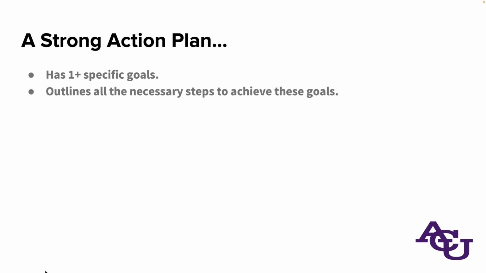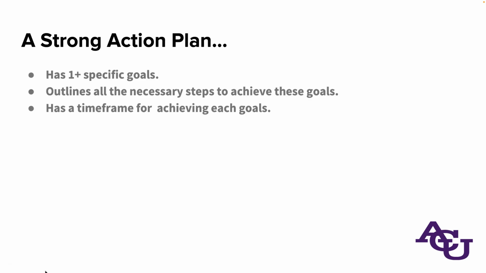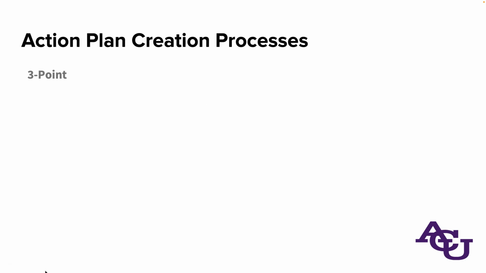A strong action plan should also outline all the steps needed to achieve your goals, however many you're setting for this particular plan. You should have a time frame for achieving them. So a way of seeing, are we on track? Are we making progress? Or do we need to recalibrate or redesign? And a good action plan process should be showing you how to develop this.